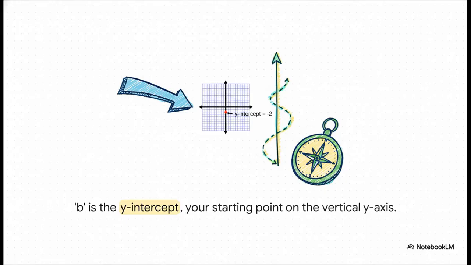All right, let's start with b, the y-intercept. And hey, don't let that fancy name scare you off. All it means is begin here. Seriously, the b is just the spot where your line crosses that vertical y-axis. That's it. It's your starting point.